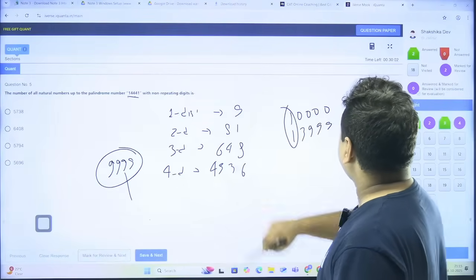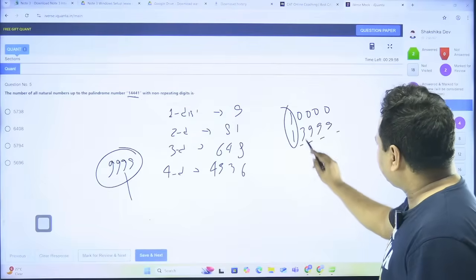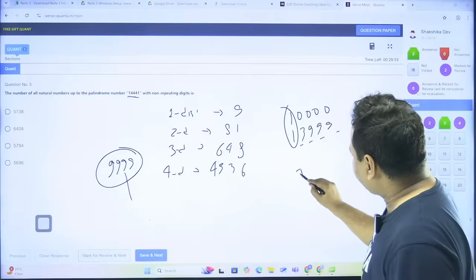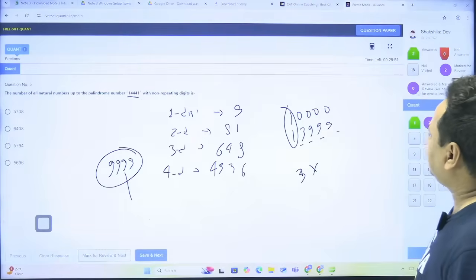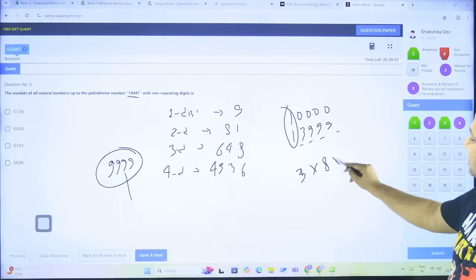Now this is fixed for sure. From 0 to 3, I can use anything in this second place. So there are 0 to 3, 4 ways, or they're not 4 ways because one has already been used. The 3 ways are there. This is 3. After that, 2 have been used. So this will be 8 ways, 7 ways, and 6 ways.